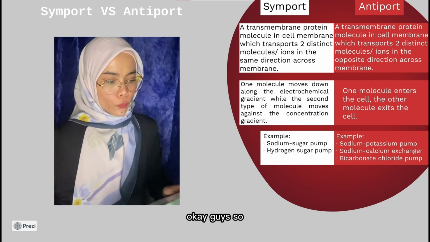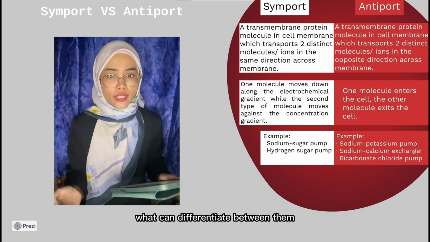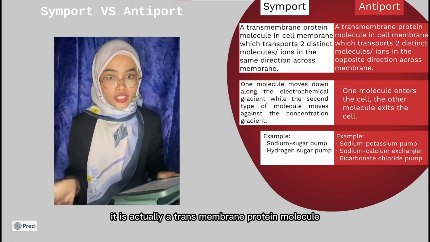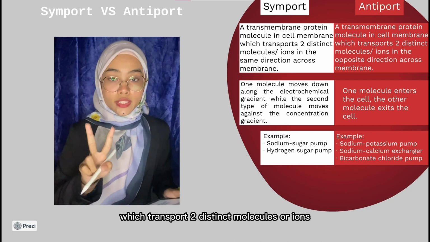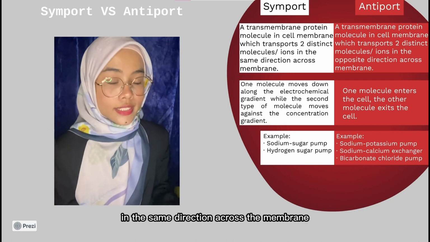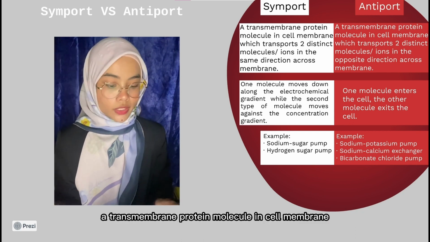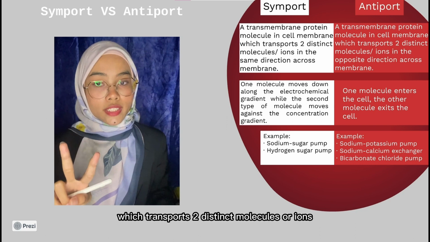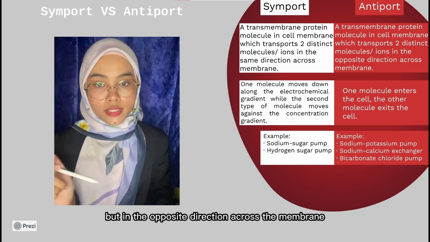So guys, what are the differences between symport and antiport? What can we see between them? Firstly, symport is a transmembrane protein molecule in the cell membrane which transports two distinct molecules or ions in the same direction across the membrane. But antiport is also a transmembrane protein molecule in the cell membrane which transports two distinct molecules or ions, but in the opposite direction across the membrane.